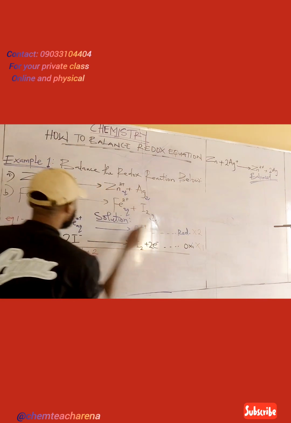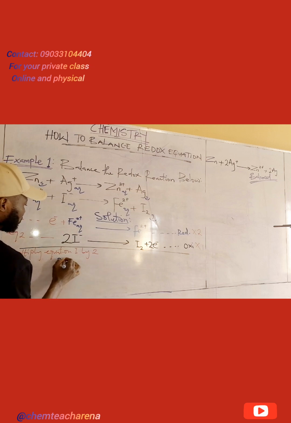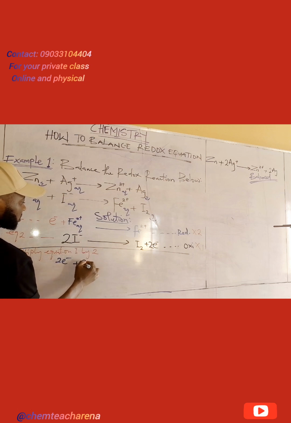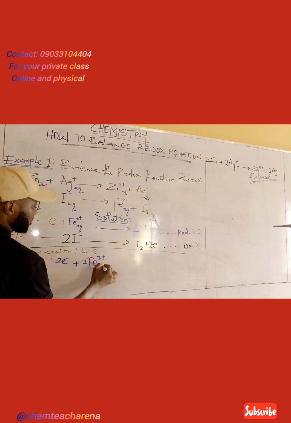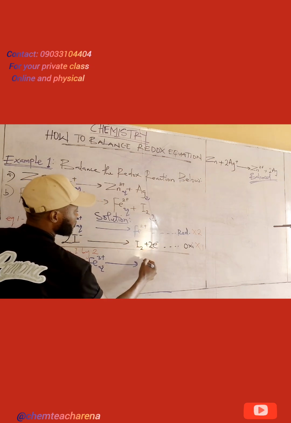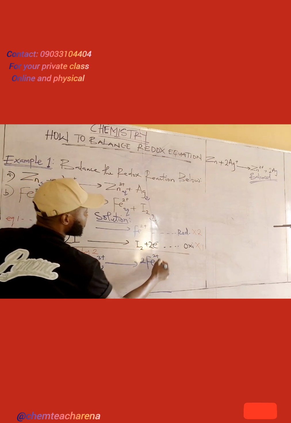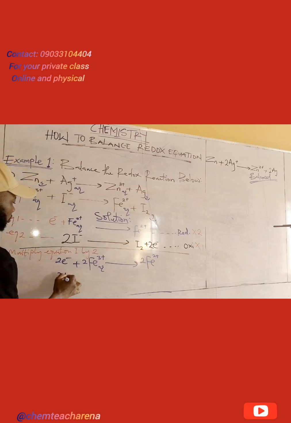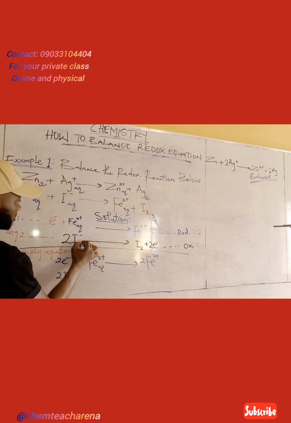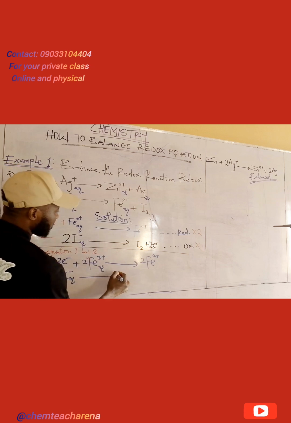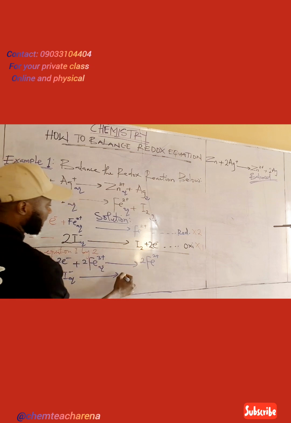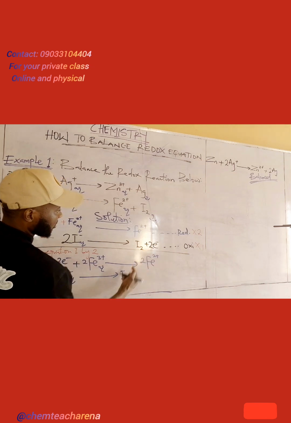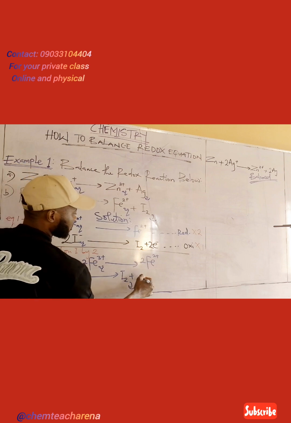If we multiply times 2, we now have 2 times 2e minus, then 2 times this one plus 2Fe3+ aqueous react to give you 2Fe2+. Now, multiplying this one by 1 will give you the same thing. We just have 2I minus aqueous react to give you I2 gas plus 2e minus.